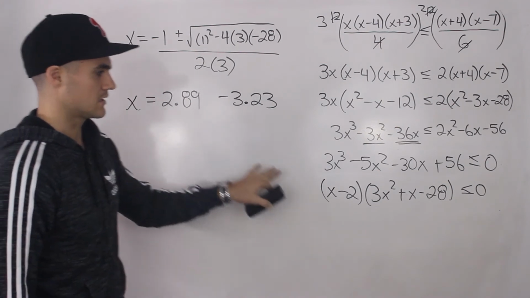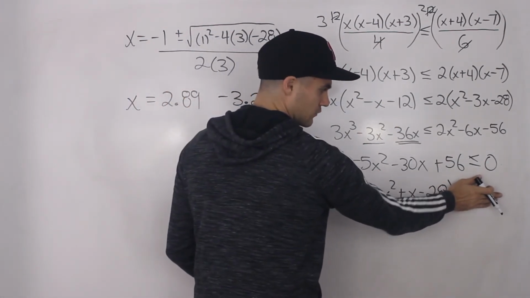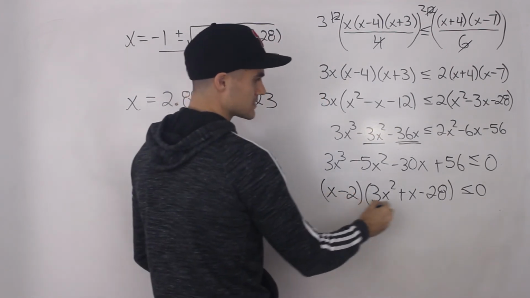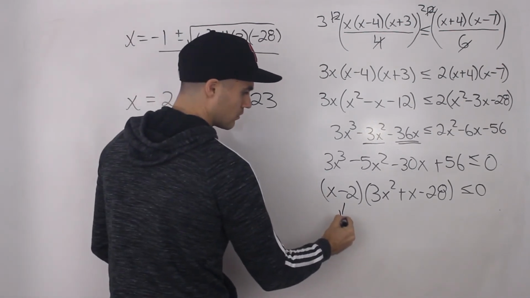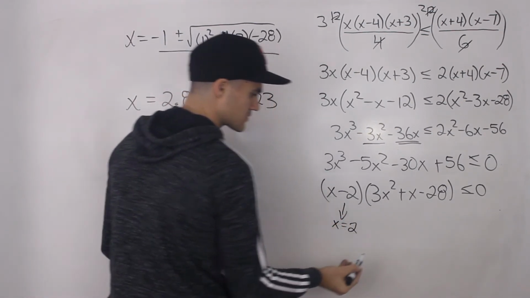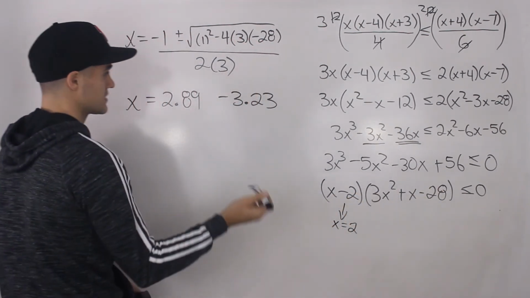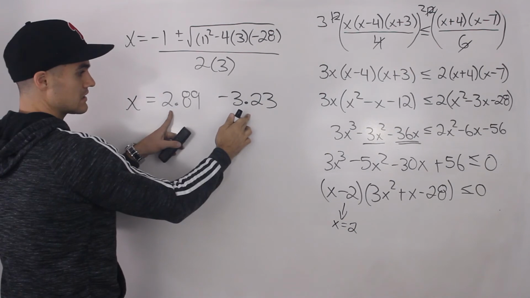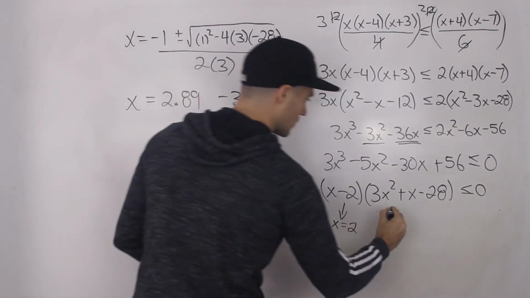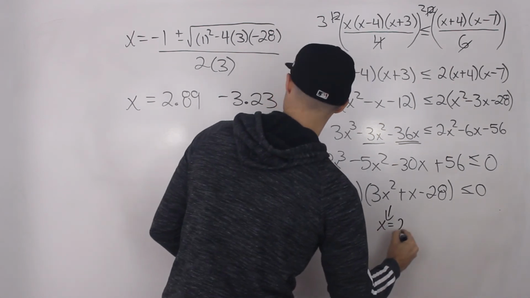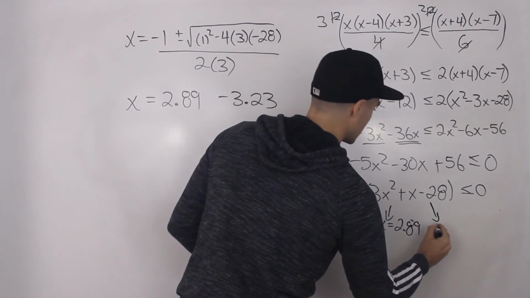So what does this mean according to our inequality? Well, let's actually forget about this inequality for now, and let's just graph this polynomial. If we were to graph it, we already know that x equals 2 is one of the x-intercepts. And we also know from this quadratic equaling 0 that these two would be the x-intercepts also of this cubic function. So the x-intercepts are 2.89 and negative 3.23.